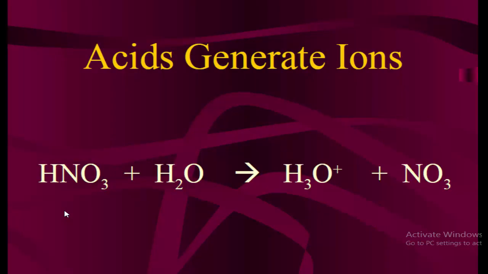So this is how we can see the formation of ions when dissolved in water. Here I have considered an example of nitric acid. When this nitric acid is dissolved in H2O, that is water, it will form H3O+ ions, that is hydronium ions, along with the liberation of nitrogen trioxide gas.